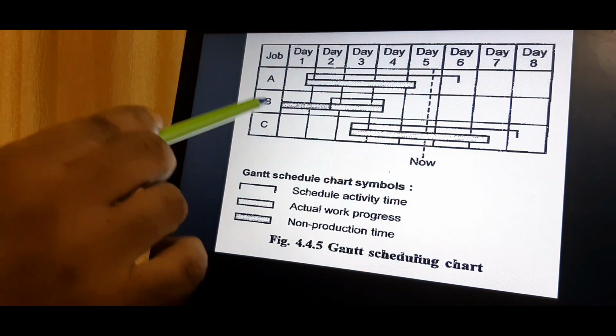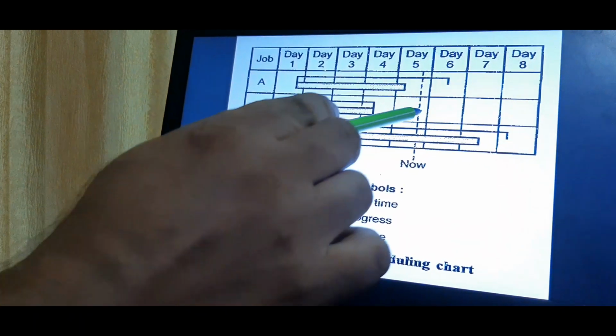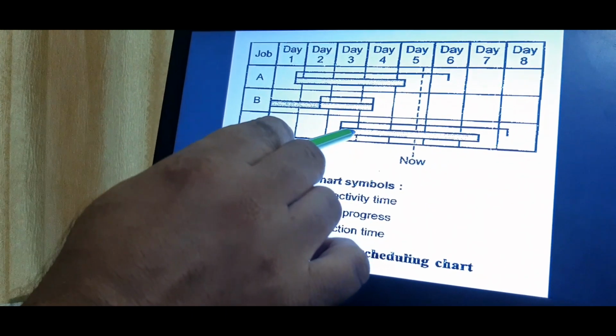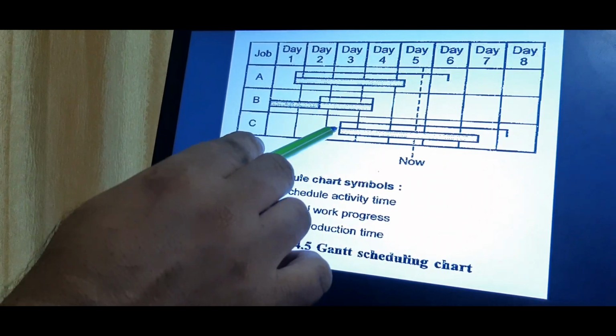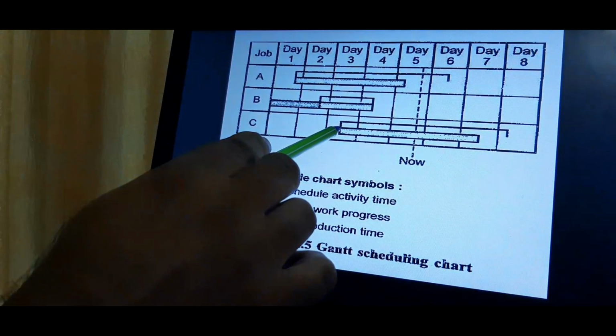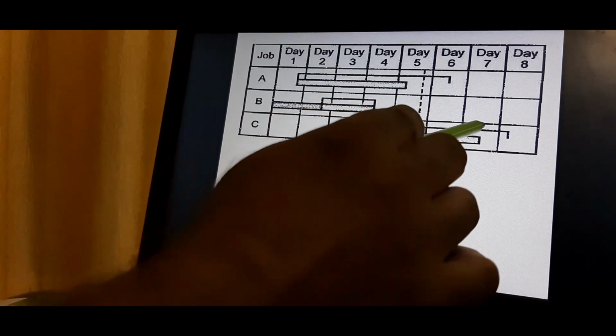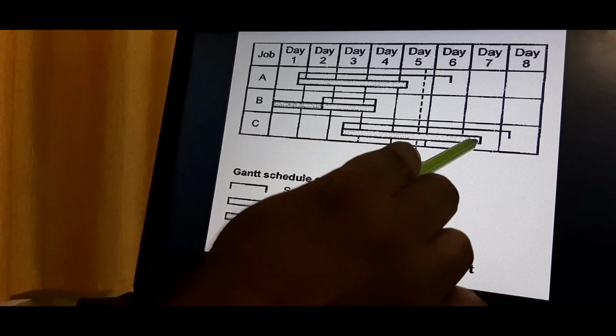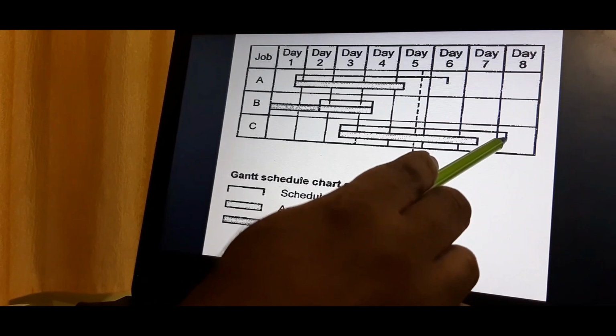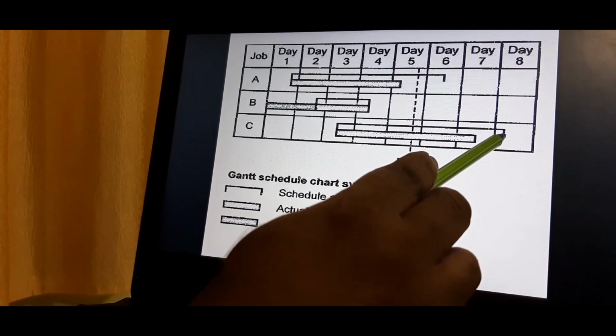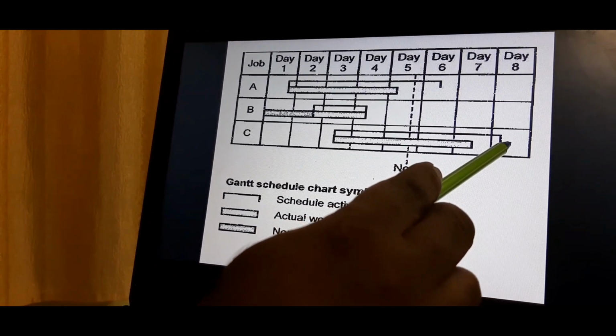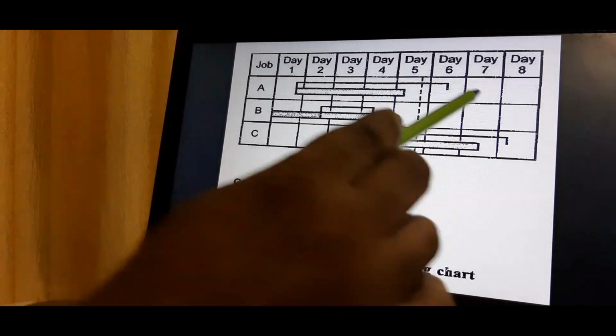Then job C, it is ahead of the schedule. See here the job C started on the 3rd day and finished on the 7th day, but the scheduled activity time ends at day 8 only. So the schedule is ahead.